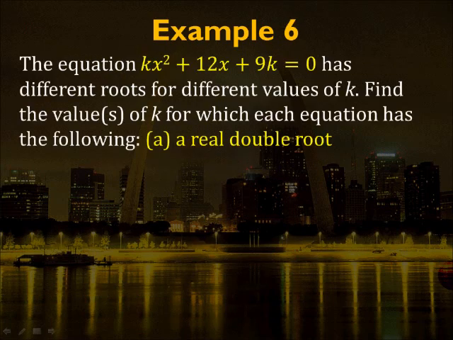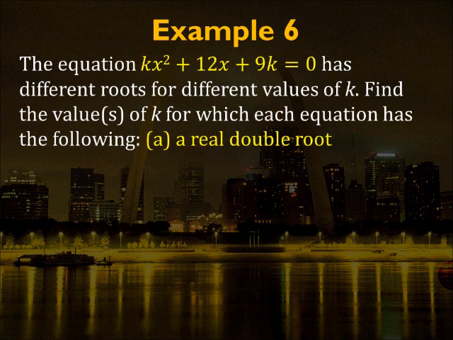Alright, we also have example 6, and this comes straight out of page 319 in your book. So, we have an equation, kx squared plus 12x plus 9k equals 0. And it will have different roots for different values of k. Now what we're going to do is look for values of k for which each equation has the following type of roots. So, we're going to use the discriminant formula, plug in the values of the coefficients just like we did before, and see what happens.